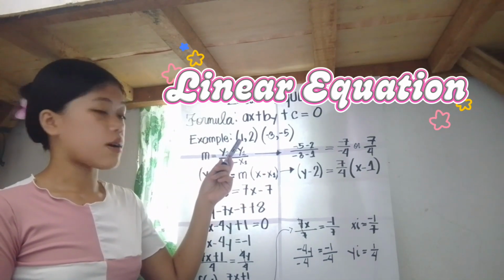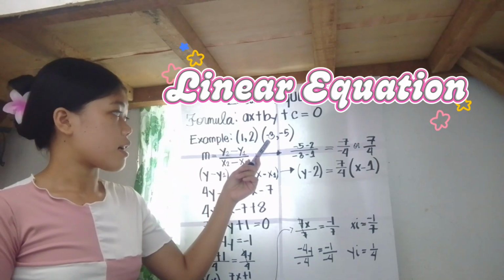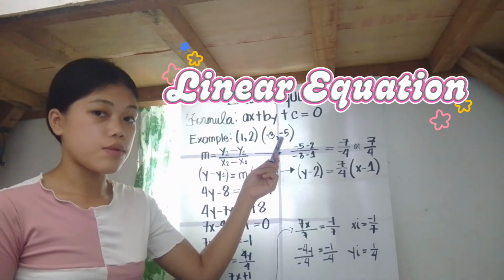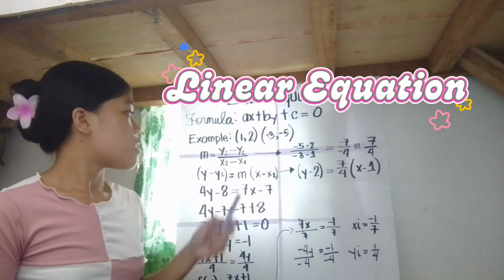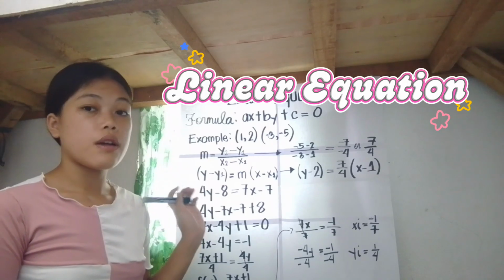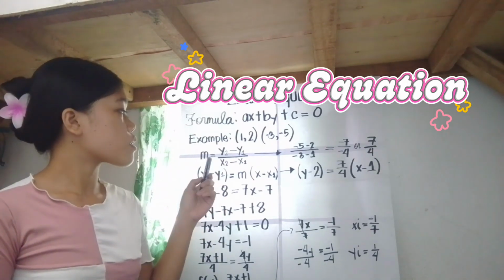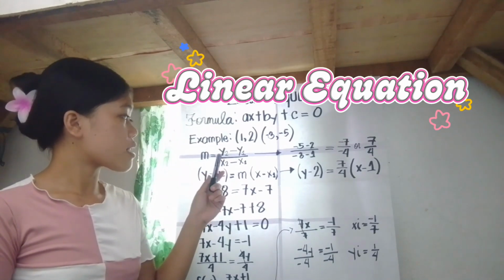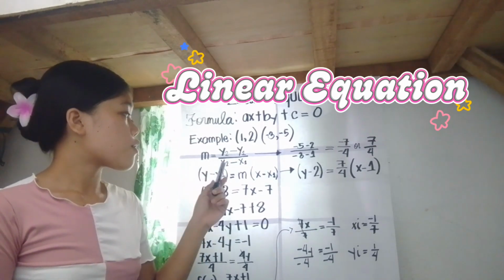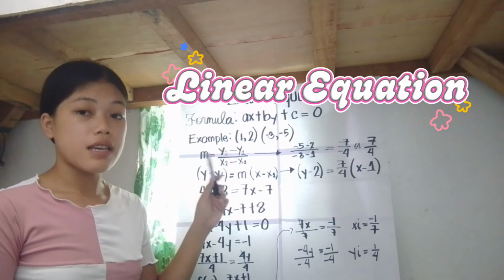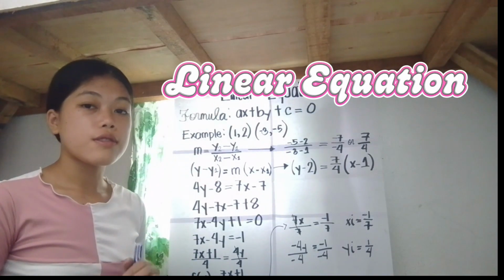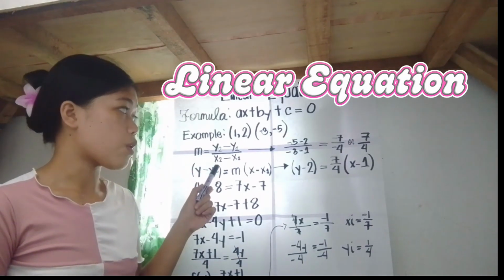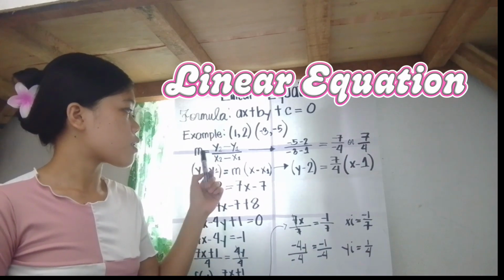Take note that this is our x sub 1 and our x sub 2, and this is our y sub 1 and this is also our y sub 2. Now let us solve for the slope. If we are going to solve for the slope, we use this formula: m is equal to y sub 2 minus y sub 1 over x sub 2 minus x sub 1. I already told you where our x sub 1, x sub 2, y sub 1, and y sub 2 are. So now let us solve for the slope.